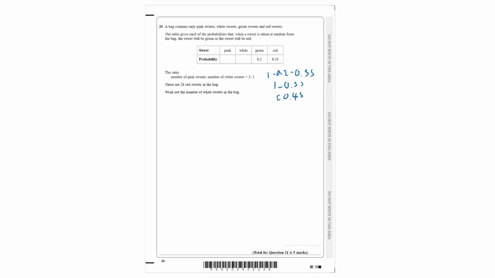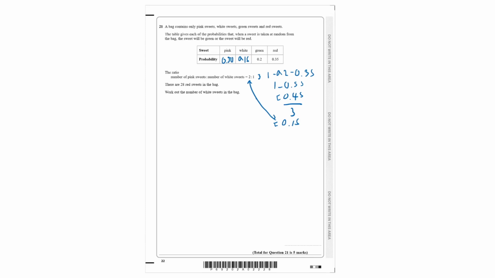Now, if we find the sum of the ratios, which is 3, we can then divide this by 3 and multiply it by the value we desire. So 0.45 divided by 3 is 0.15. 0.15 times 1 is our number of white sweets. So 0.15 times 1 is just 0.15, and 0.15 times 2 is 0.30.